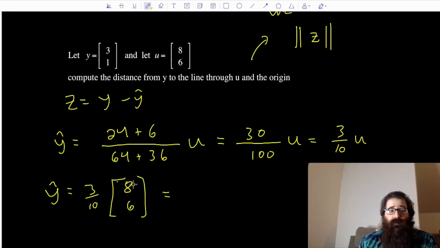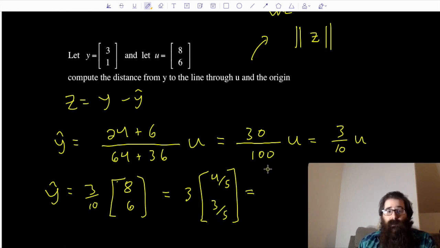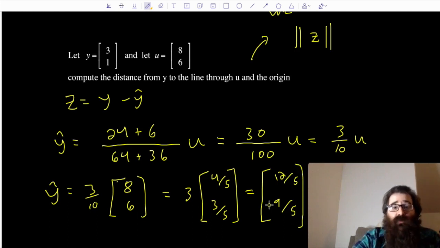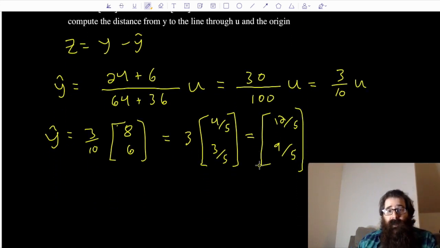Let me bring the 1/10 in first. I'm going to leave the 3 out in front, to break up my arithmetic that way on my vector. 8 divided by 10, I can reduce by 2. That's going to reduce to 4/5. 6 divided by 10, I can reduce that as well. It reduces to 3/5. So I brought in the 1/10, but now I've got to bring in the 3. So then this is going to give me 3 times 4 is 12 over 5. 3 times 3 gives me 9 over 5. So I have my projection vector, y hat.